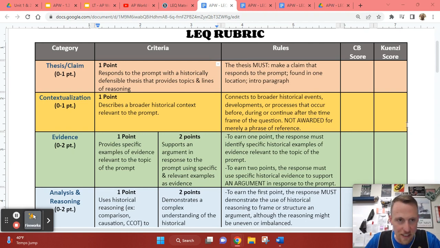So the first thing that we need to understand is that for the LEQ, there's only 6 points in play. 2 of those points, that's the damage that can be done in your intro. I would start with context here. Remember, context, you're just trying to connect to a broader concept that helps frame the content or the topic hidden within the prompt.